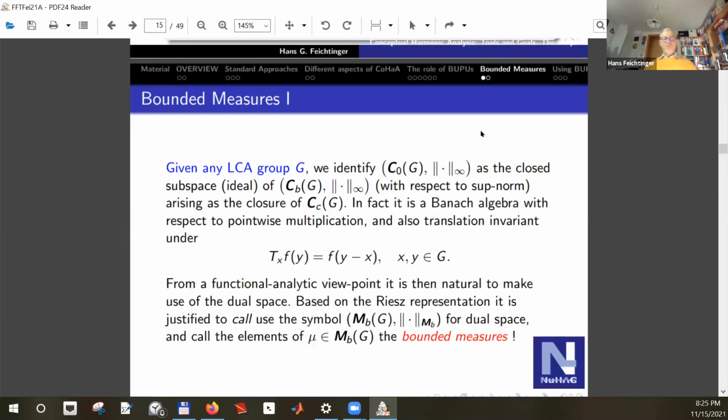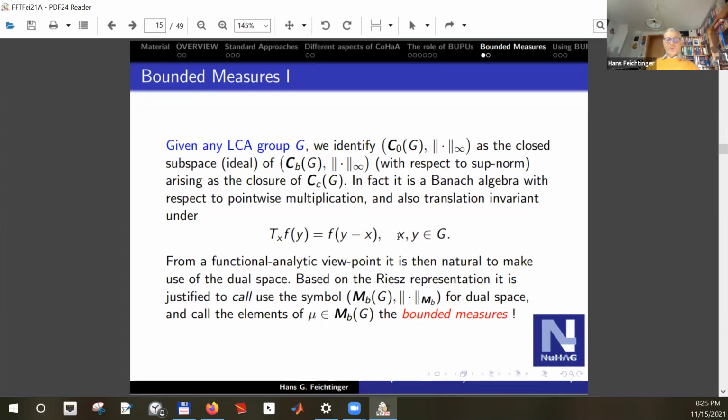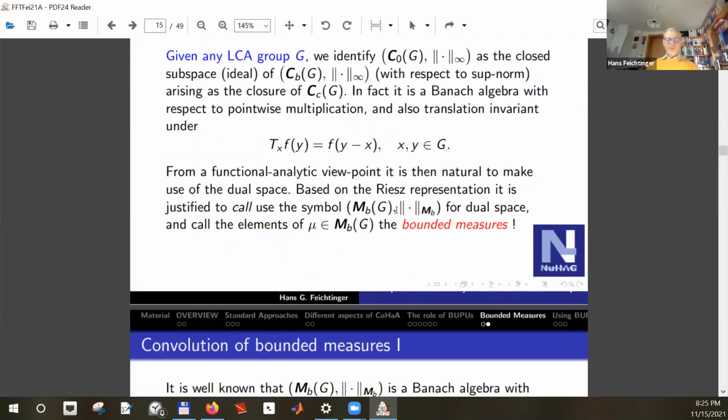Now, let me jump to the approach with convolution. So you're giving me a locally compact abelian group. We have translation, and we create C0, the bounded continuous functions vanishing at infinity, which contain the compactly supported functions as a dense subspace or even dense ideal. Because they are a nice Banach space or even Banach algebra with pointwise multiplication, we naturally look at the dual space, and we just call the elements bounded measures, which is of course justified by the Riesz representation theorem. But for us, we should not use measure theory, but we should use the properties of a functional.